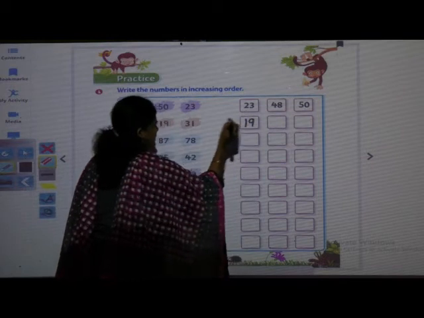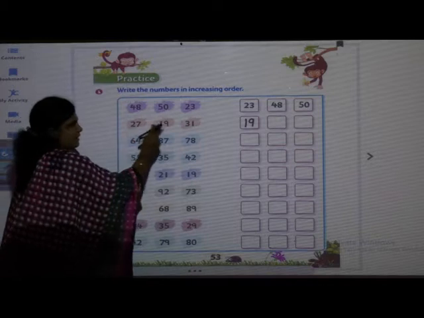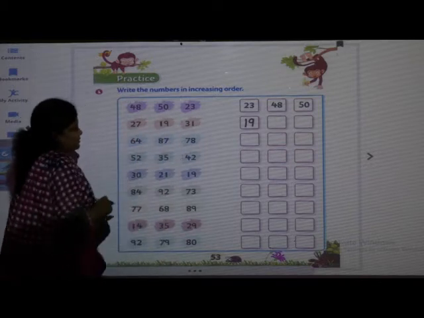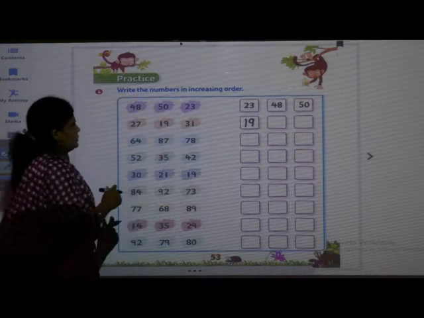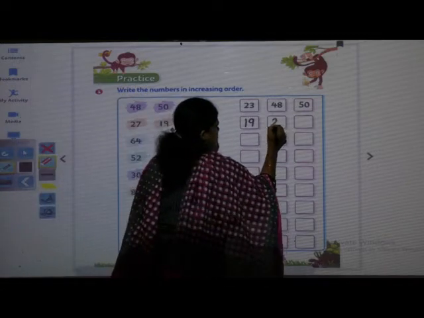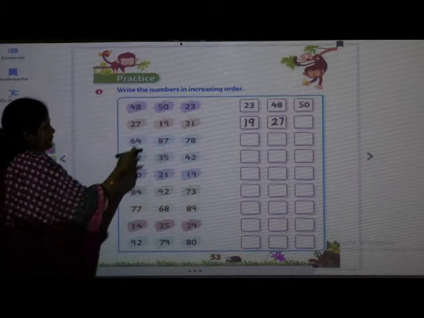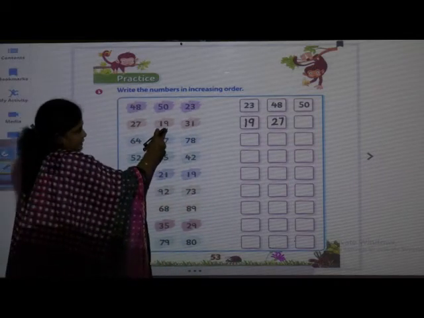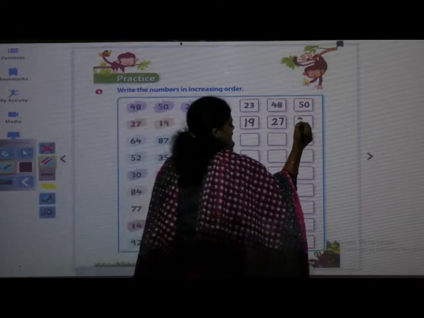19. Now the remaining two numbers are there. That is 27 and 31. Then which is the smaller of these two numbers? Yes, 27. See, from the smaller number to the bigger number we are writing. So first we wrote 19. Yes, and then 27 and then 31.